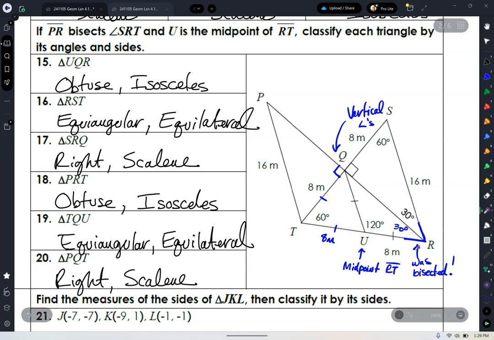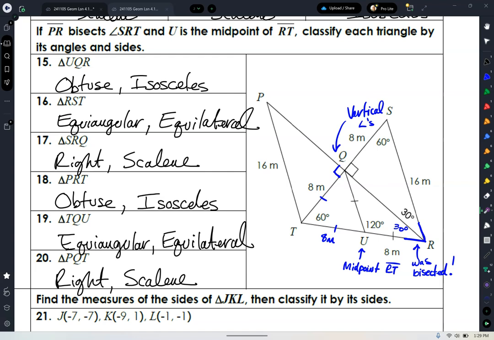So for example, we know that from R to U is 8 millimeters and a single congruence mark here. Now we have a single congruence mark here, which makes that 8 millimeters because they have to match. But we also know that this is 8 millimeters as well, because U is the midpoint of RT. And then because this is 8 millimeters, it gets a single congruence mark. And because this is an equilateral triangle, it must also be an equiangular triangle. Make sense? All right. Any other questions on those?